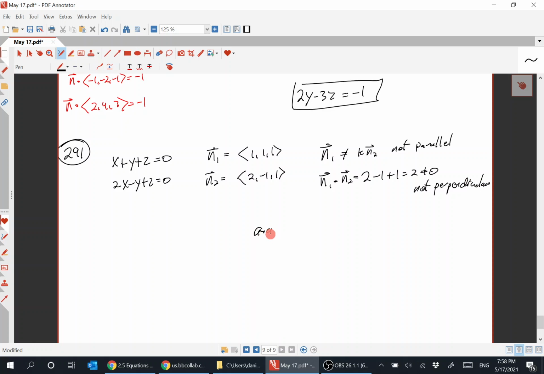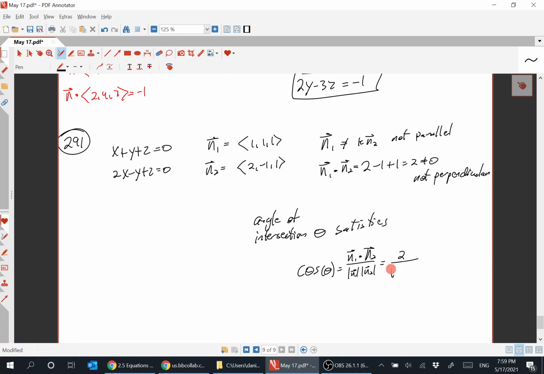So the angle of intersection theta satisfies cosine of theta is equal to n1 dot n2 over the length of n1 times the length of n2, so that's the same thing from before. So that's 2 over the length of n1, which is root 3, and the length of n2 is 4 root 6, so that's 2 over root 18.